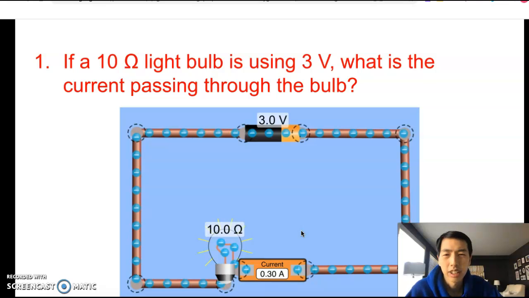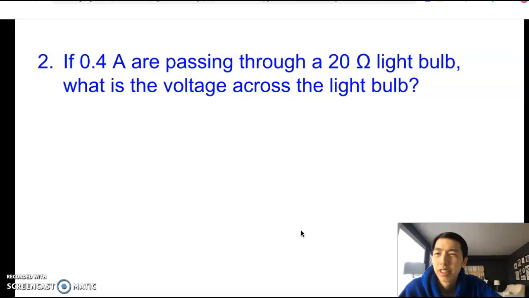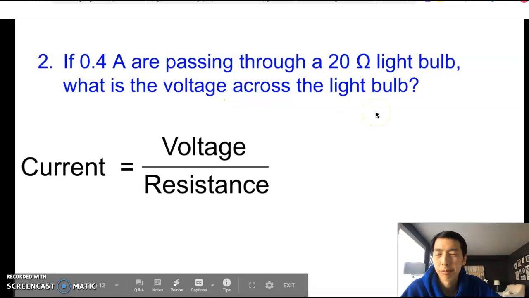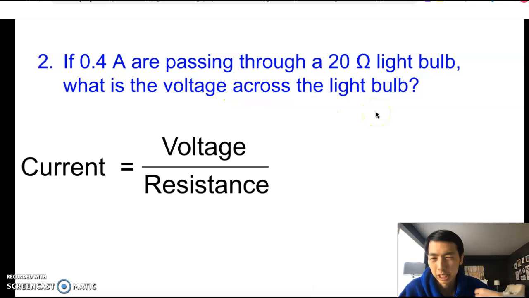Okay, next question. Question 2. If 0.4 amps are passing through a 20 ohm light bulb, what is the voltage across the light bulb? So now we have to find out how much voltage is provided. So it's a bit of a different question. There's the formula, same formula. We have to find out the voltage here.